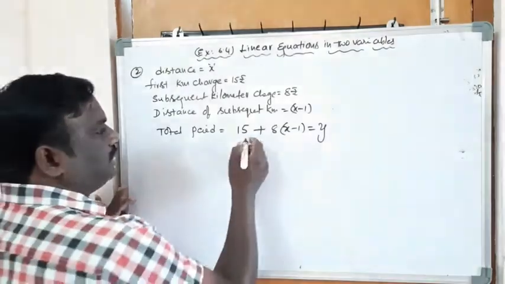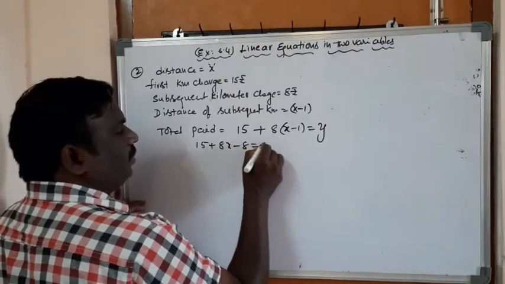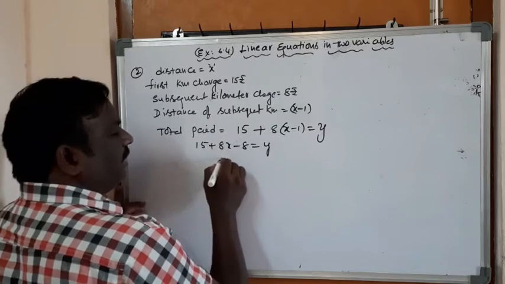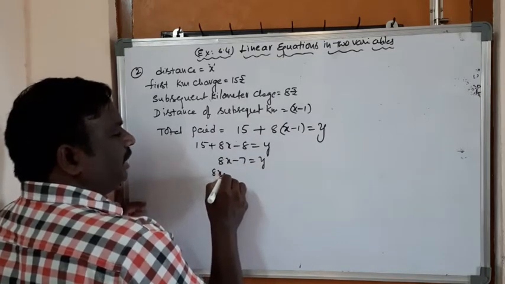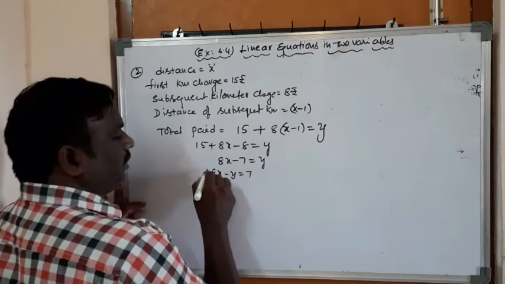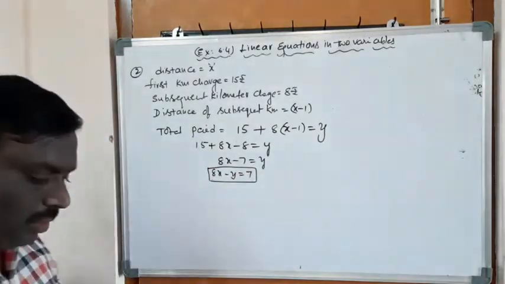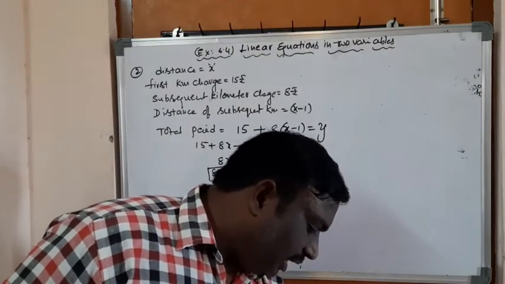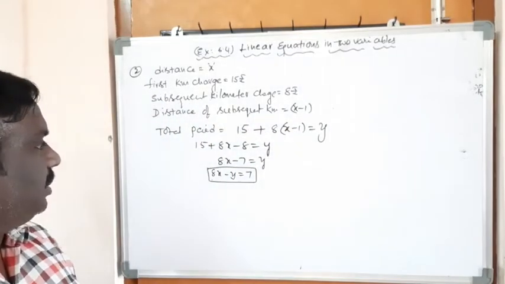So this is equal to 15 plus 8x minus 8 equal to y, and 15 minus 8 is 7, so 8x plus 7 equal to y, and 8x minus y equal to 7. This is the pair of linear equations. So what he asked is, write the linear equation representing the information.